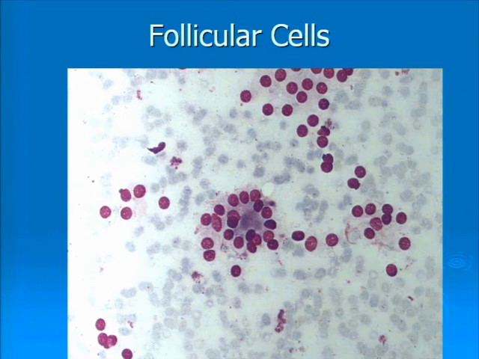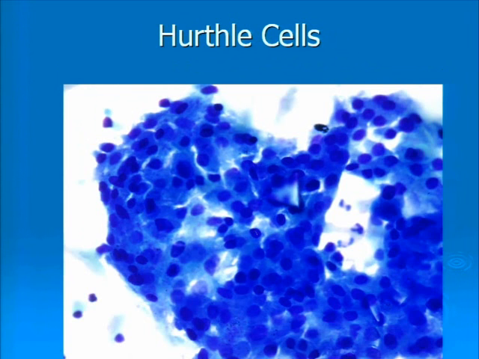So here's another example of what follicular cells can look like. I'm sure you've heard of the microfollicular patterns that can be seen. So here's a nice microfollicle in the center with some inspissated colloid. And this is Hurthle cells.